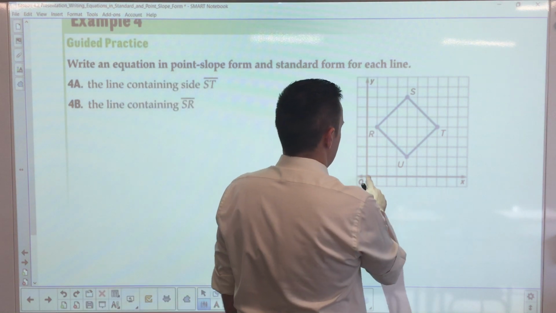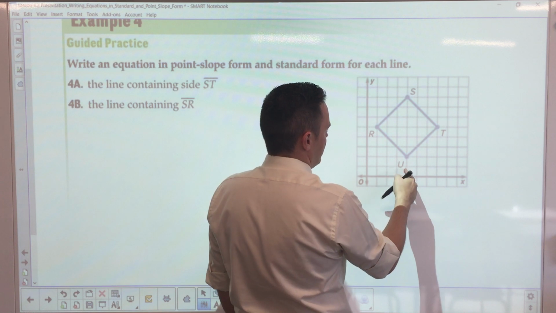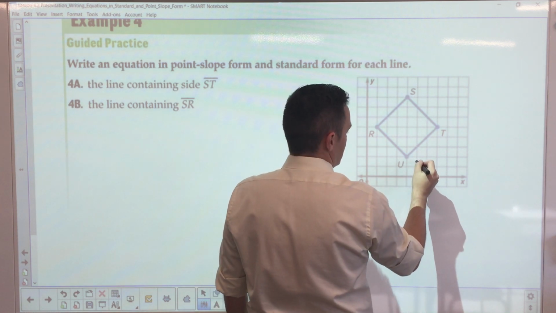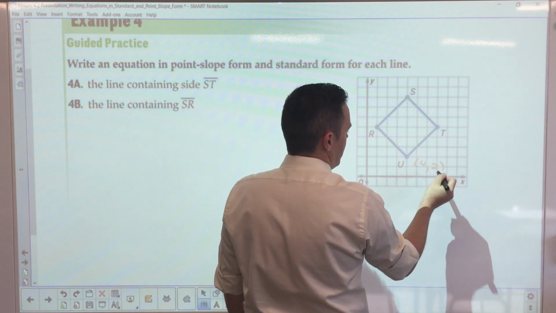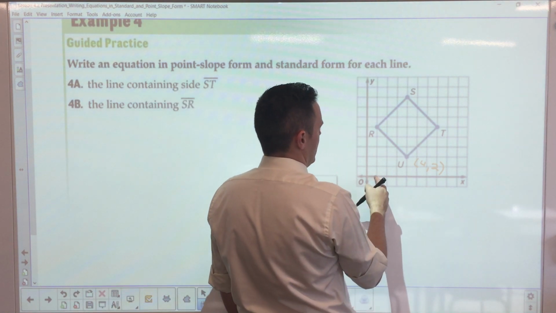So we need to get our points. Let me label my points here. 1, 2, 3, 4. So that's 4 over, 2 up. Okay, red so I can see these. This one here is 1 over.